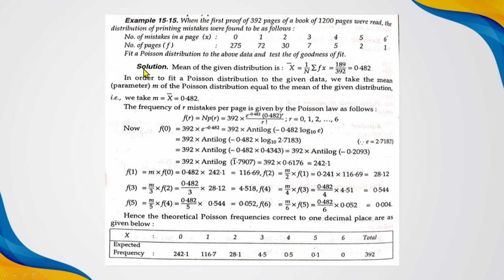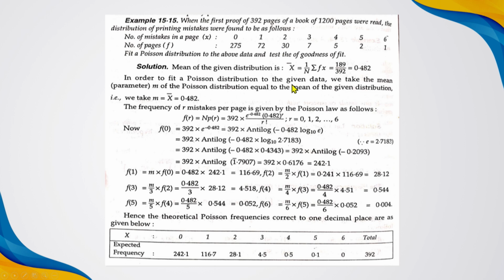Now we have to fit a Poisson distribution to the above data and test the goodness of fit. As I mentioned, the Poisson distribution follows the rare event. It means you are looking at the number of mistakes in a page, which is why we call it a rare event here.